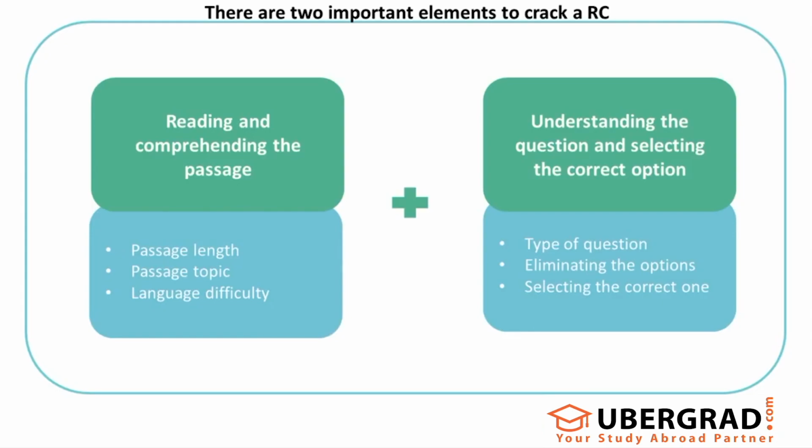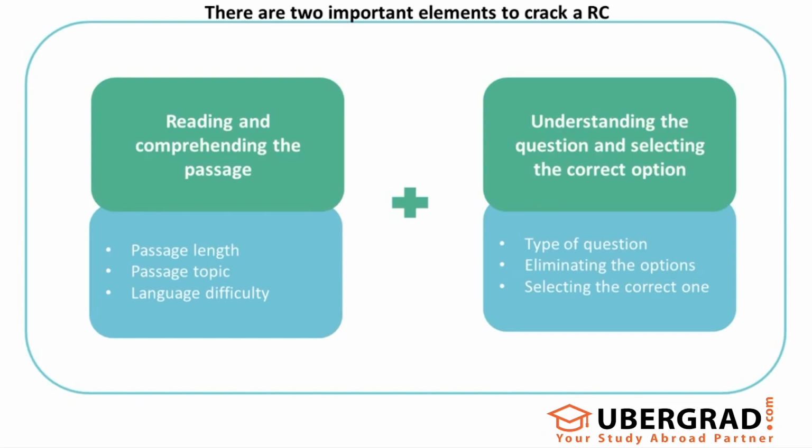Once you have read and understood the passage properly, the second skill that you need is understanding the given questions and selecting the correct option. You might be able to read the passage and understand everything very clearly, but that still does not mean it translates to getting the correct answers. There are multiple types of questions that would be posed in reading comprehension. We'll talk about the categories or types of questions in another video. You can find that on our channel.